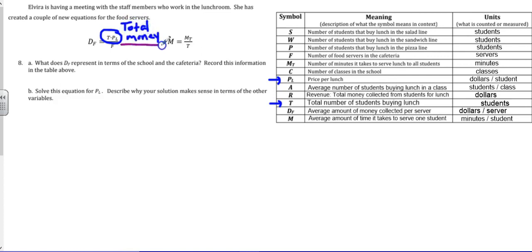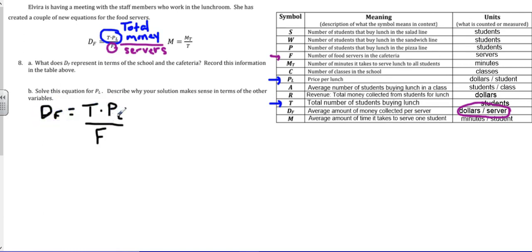Then we can divide this by F, and F represents the number of servers. So when we're trying to understand this, we have the total money divided by the number of servers. So that is dollars per server, which is where this unit came from, dollars per server. Now we need to solve the equation for P sub L and describe why the solution makes sense in terms of the other variables. I'm going to start by just rewriting this equation.